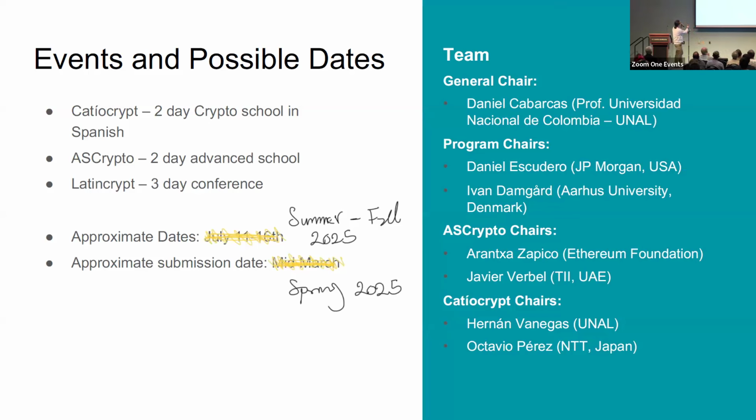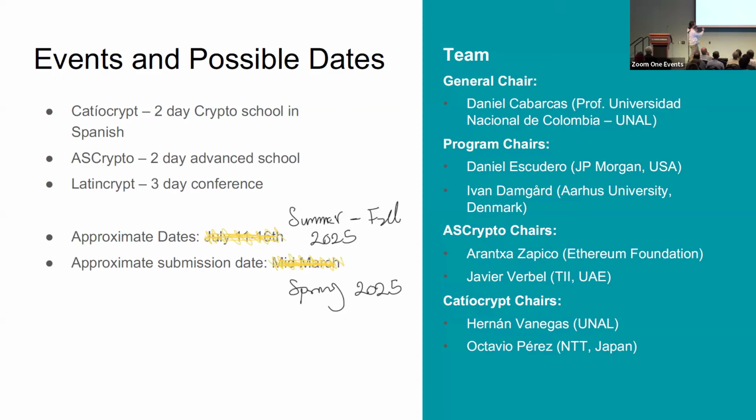So we have several associated events. CastilloCrypt is a two-day crypto school that we usually do in Spanish. It has the name of an indigenous population of the region. Last time it was IncaCrypt, this time it's CastilloCrypt. ASCrypto is a two-day advanced school, now in English, and then LatinCrypt is a three-day event.